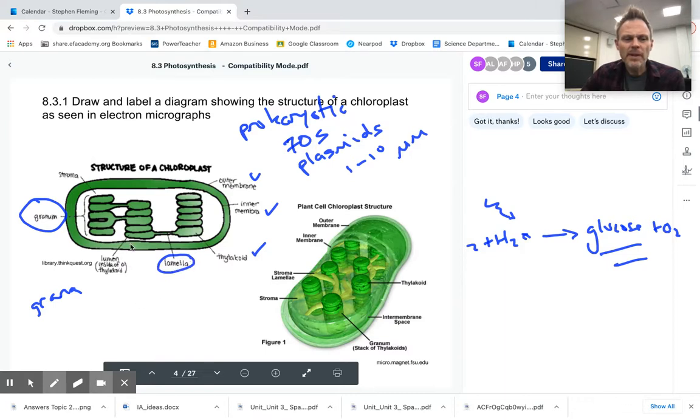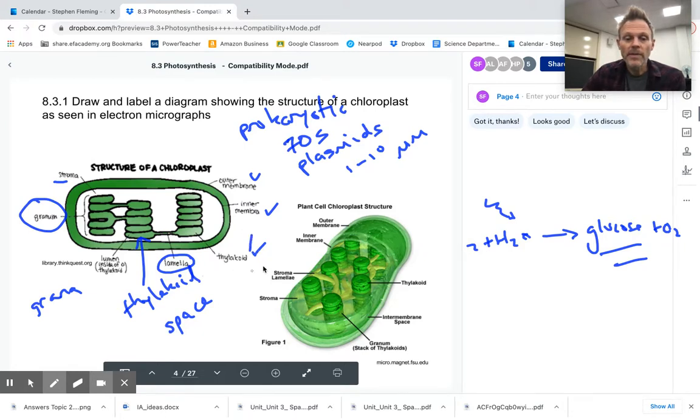And then you've got something in here, the lumen, or it's also sometimes called the thylakoid space. So I'll write that down here, thylakoid space. And then the last thing that we need to identify in your drawing is this thing called the stroma, and that's just the space in the middle. So let's, for a second, talk about the functions of these and see the similarities in the mitochondria.